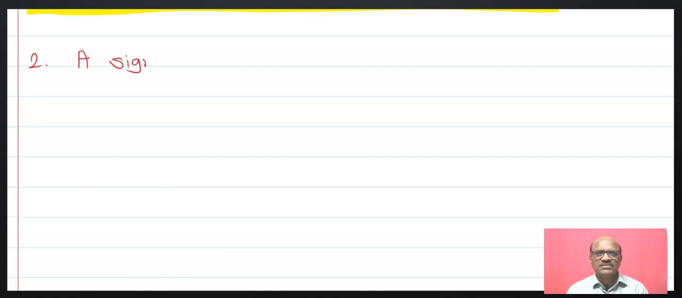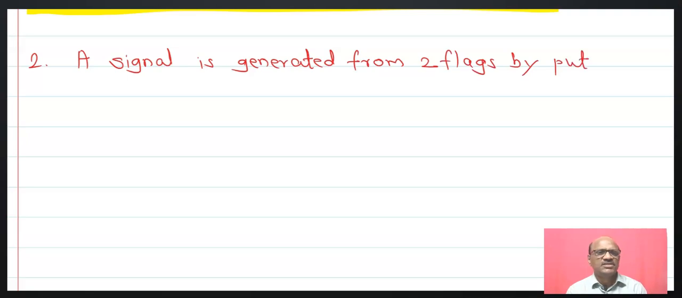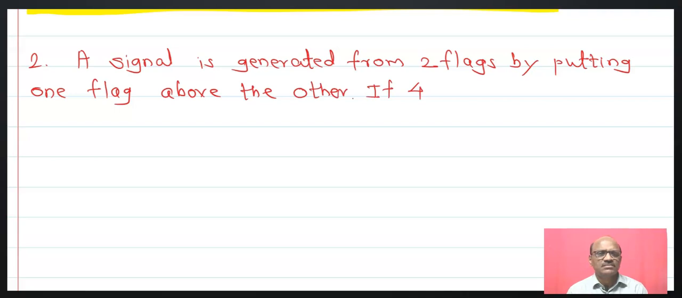Next, a signal is generated from two flags, by putting one flag above the other.